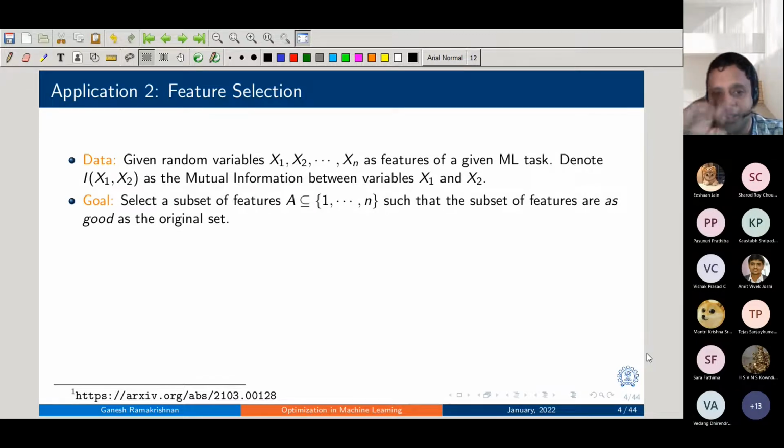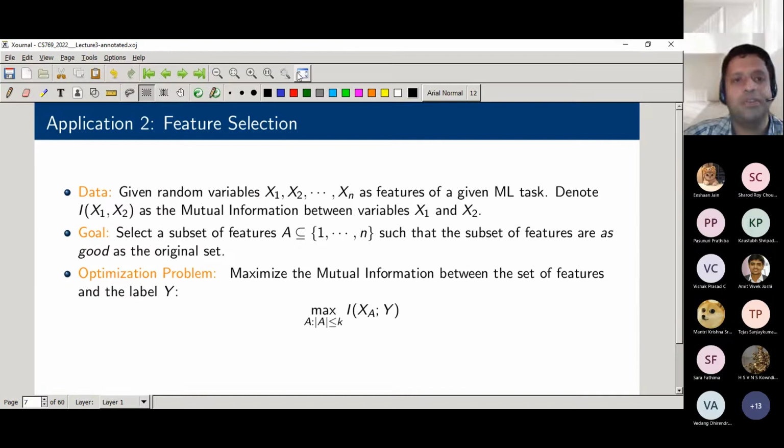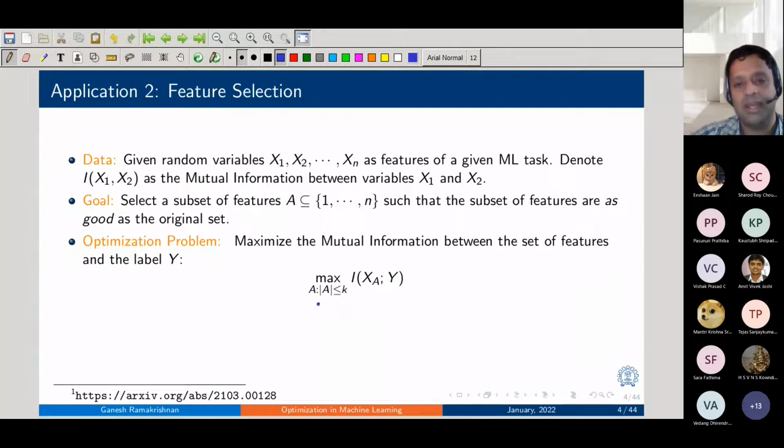A goal is to select a subset of features so that the subset of features is as good as the original set. So what is my yardstick of goodness of a feature? It should help me predict the class, right? So based on this, can I consider maximizing the mutual information between the set of features and the label Y? I want a subset of features A from this entire collection x1 to xn such that the mutual information between xA and y is maximized.